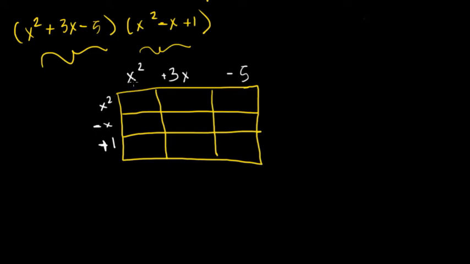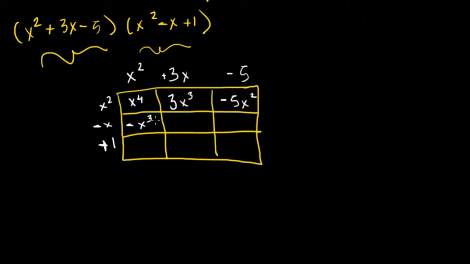This x squared times x squared, well, this will be x to the 2 plus 2, which will be x to the 4th. Then x squared times 3x will give us 3, and then x to the 1st times x to the 2nd, which will be x to the 3rd. Then let's see, what are we dealing with next? This x squared times this minus 5, well, it'll be minus 5x squared. And then this minus x times this x squared, that'll give me a minus x cubed.